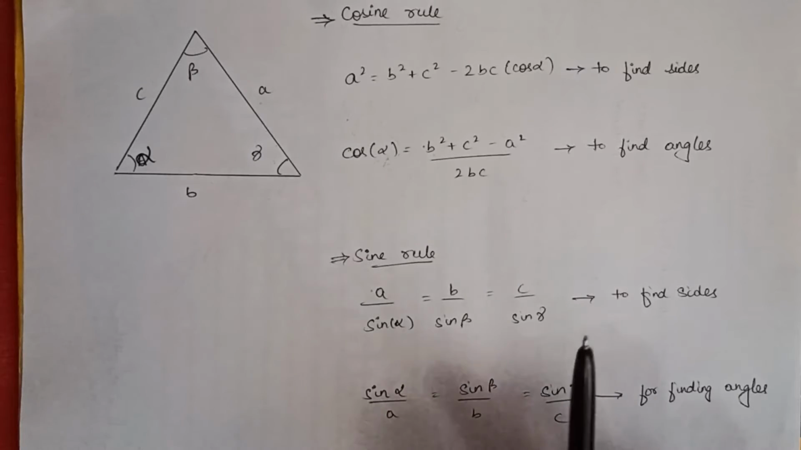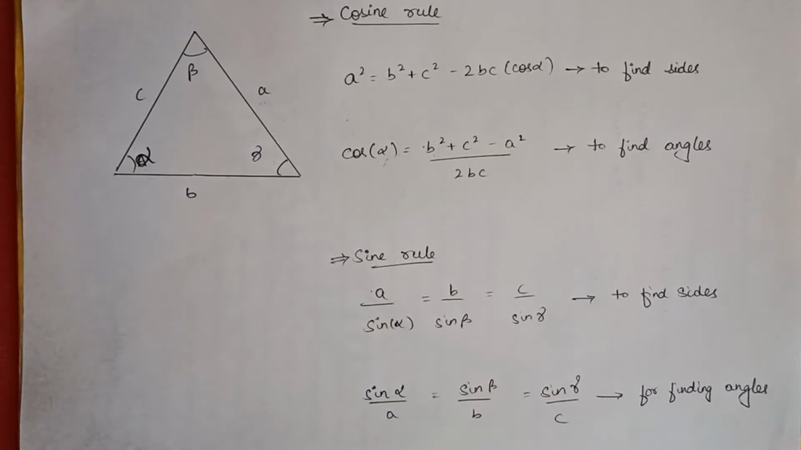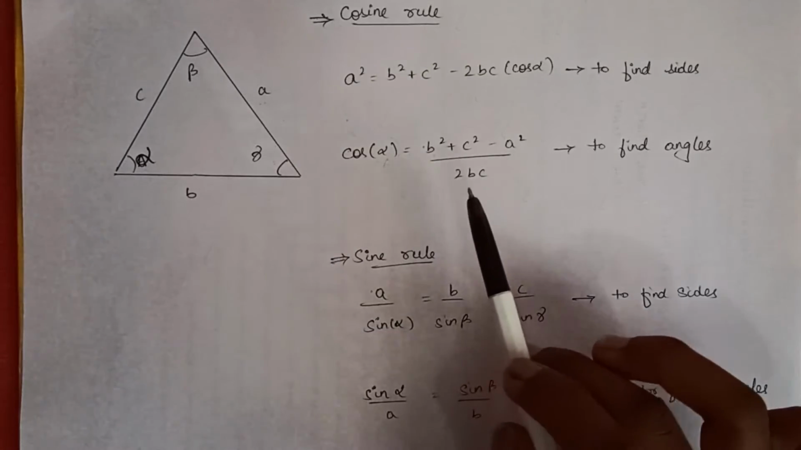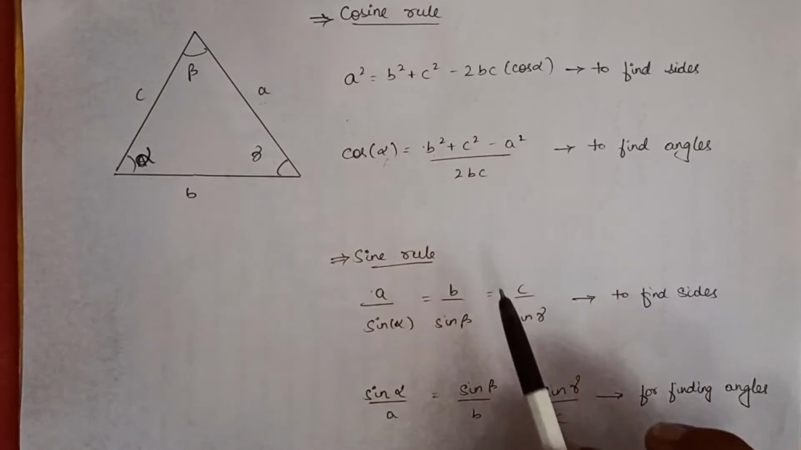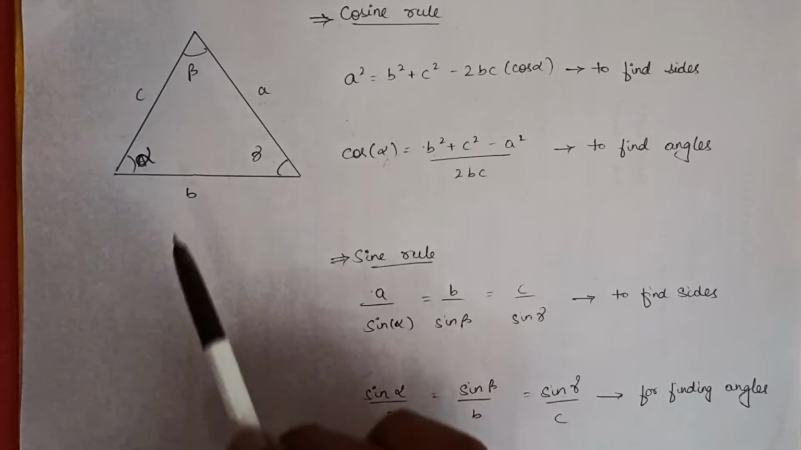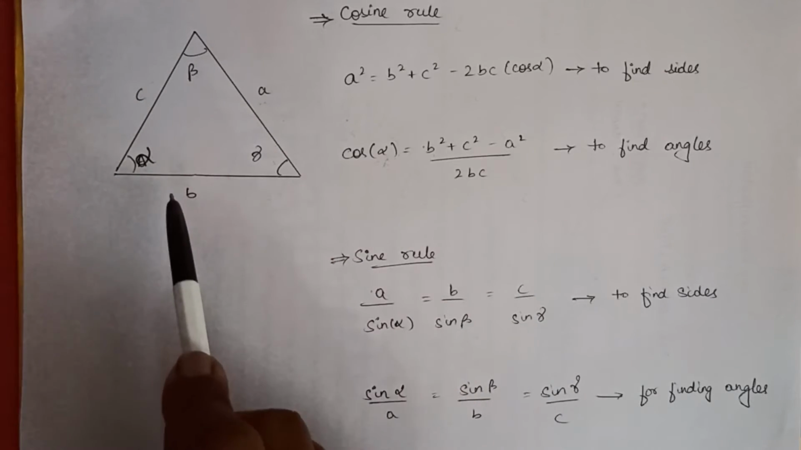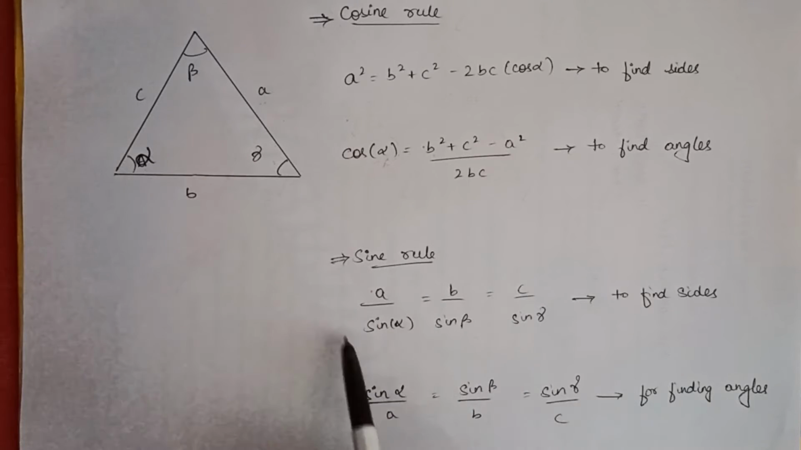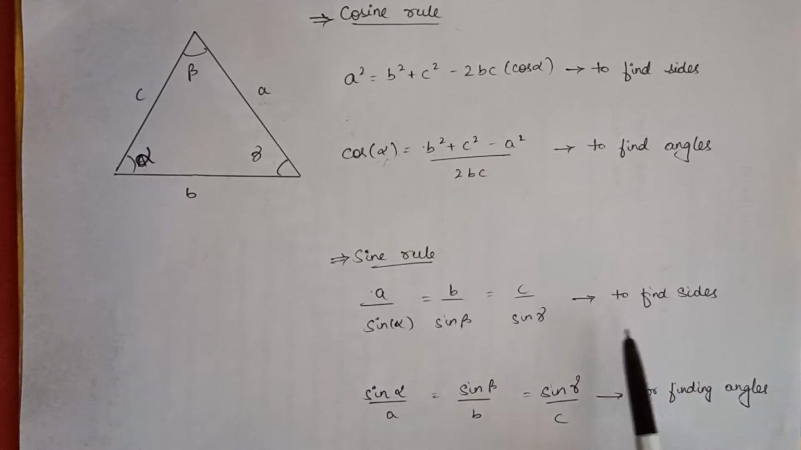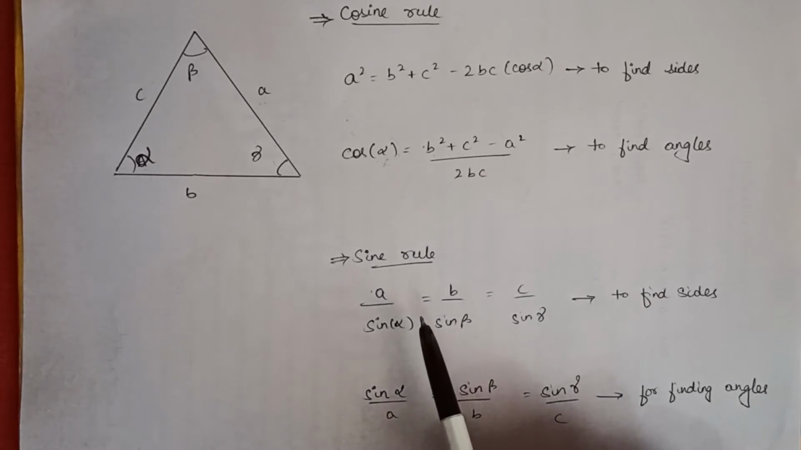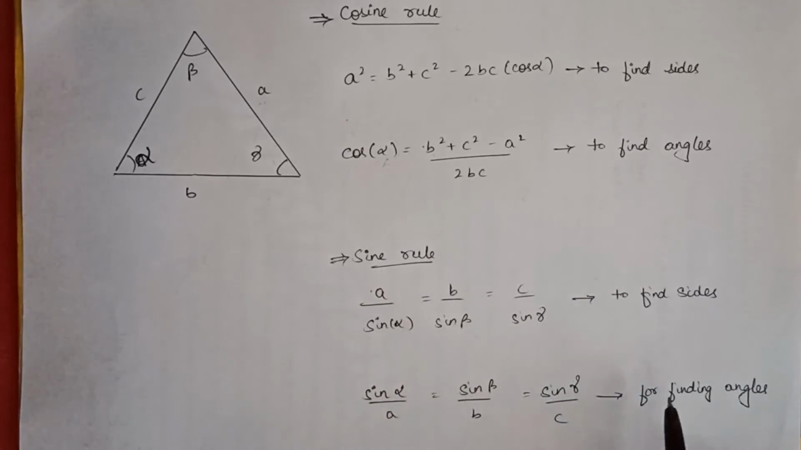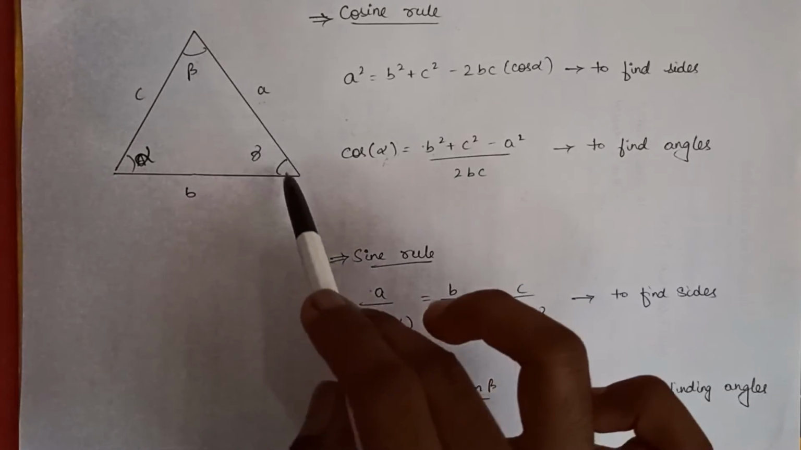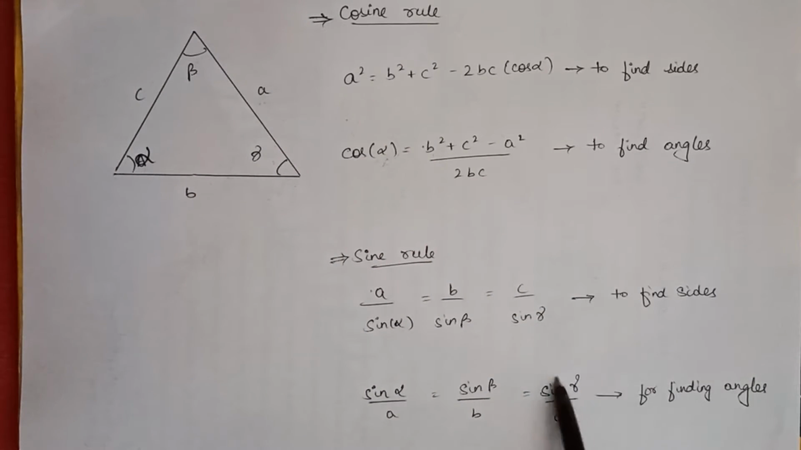Now I'll just give you a brief explanation of the sine rule as well. The sine rule says that the ratio of all three sides to the sine of their respective opposite angles will be equal. That is, a by sine alpha is equal to b by sine beta is equal to c by sine gamma. This formula can be used to find the sides. For finding the angles, you should take the inverse of this formula. That is, sine alpha by A is equal to sine beta by B is equal to sine gamma by C. This formula can be used for finding the angles.